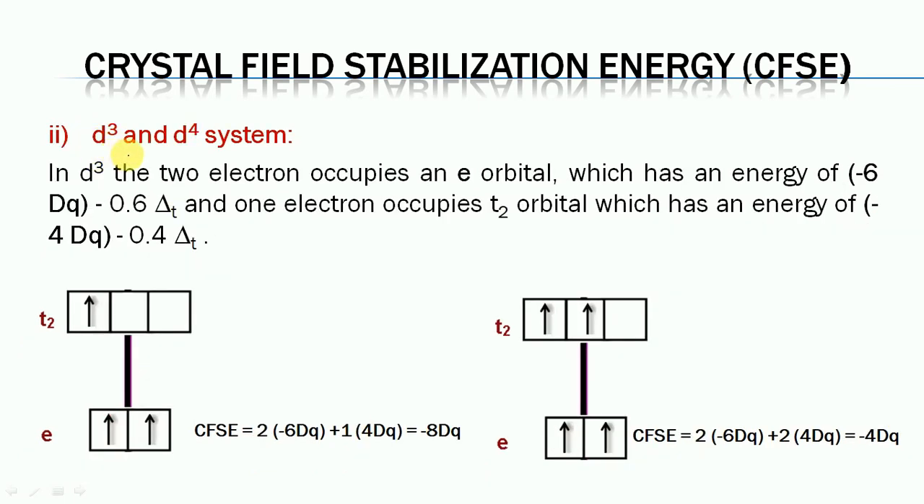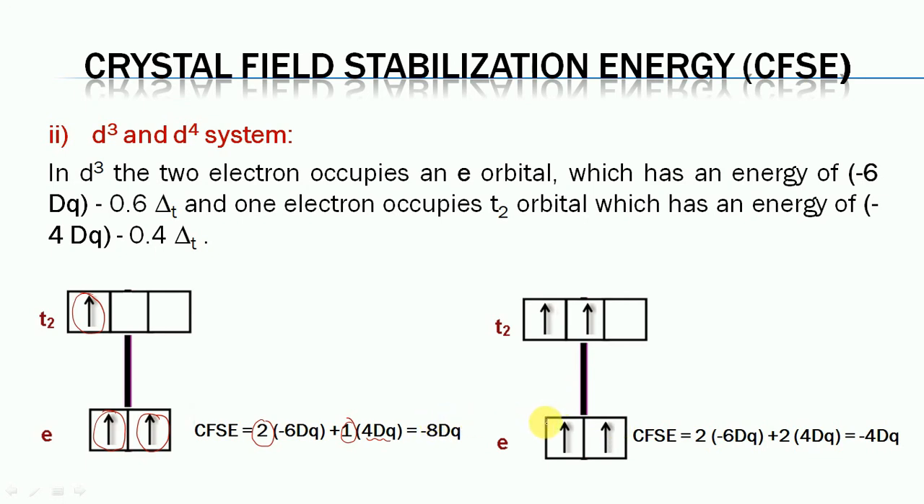Then the case of the d3 and d4 systems. In the case of the d3 system, two electrons will occupy the lower energy e orbital, which has an energy of minus 6 Dq, and the third electron will occupy the higher energy T2 orbital. So the crystal field stabilization energy for the d3 system is calculated as 2 electrons in the e orbital multiplied by minus 6 Dq, and 1 electron in the higher orbital multiplied by 4 Dq, so it is equal to minus 8 Dq.